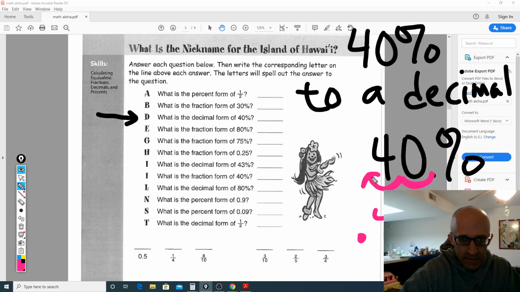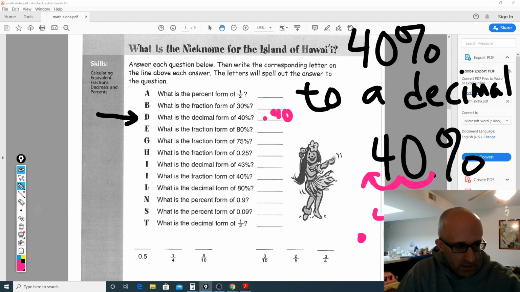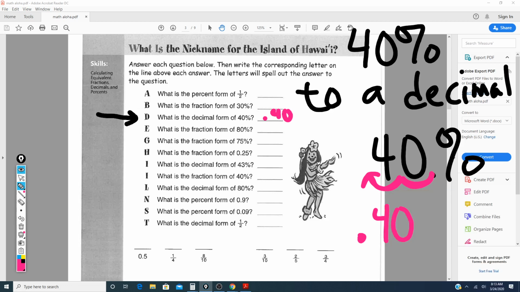And let me see if I can write some of these in here. So what's the decimal form of 40%? It should be 0.40. I'm writing on my screen for those of you wondering how I'm writing things on your screen here. So you see the decimal form of 40% is 0.40.